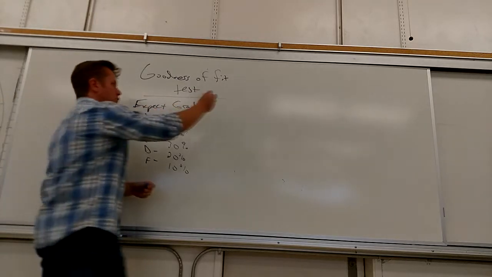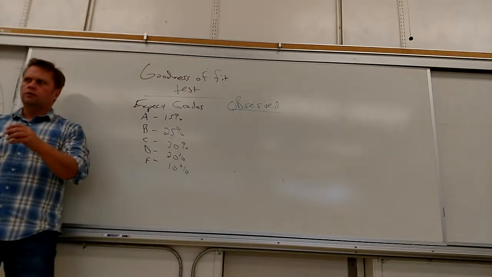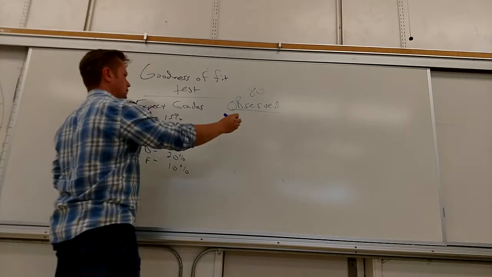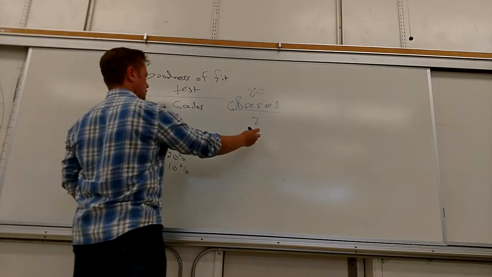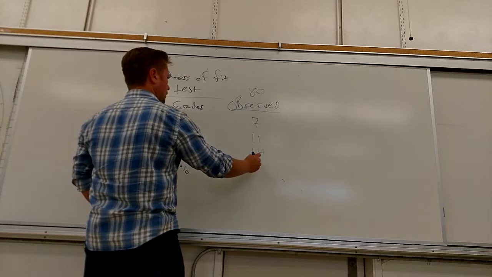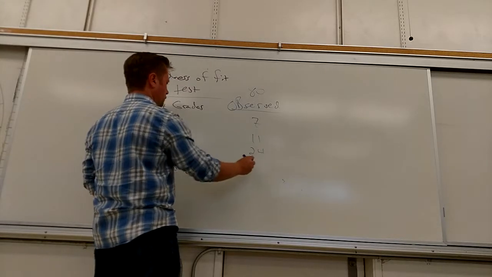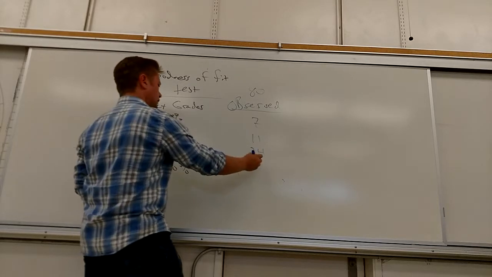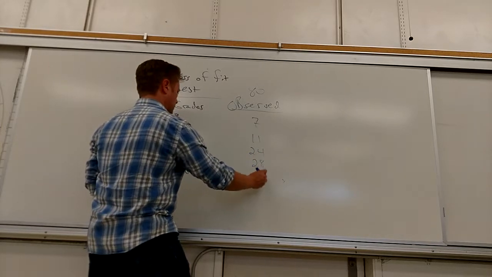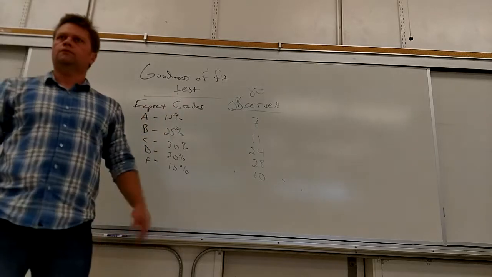So let's say my observed grades one semester, the grades that they actually made, out of 80 students, let's say that 7 made an A, 11 made a B, 24 got a C, 28 got a D, that's bad, and then 10 got an F. That should add back up to 80, hopefully. Okay.